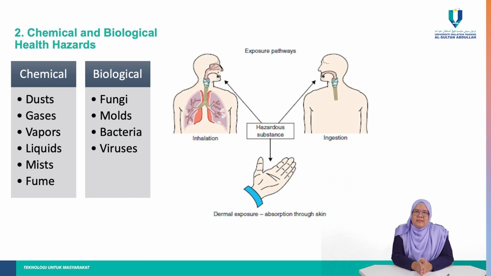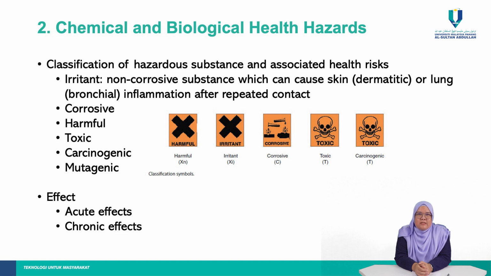And for biological hazards, it refers to substances of biological origin that have the potential to cause harm to humans as well as the environment and living organisms. This hazard can arise from exposure to microorganisms, like I mentioned earlier, fungi, molds, bacteria and viruses. So the exposure pathway of this, all these hazardous substances and biological health hazards can enter the human body through inhalation, ingestion and through skin contact. So for chemical and biological hazard, it's very important to classify these substances.